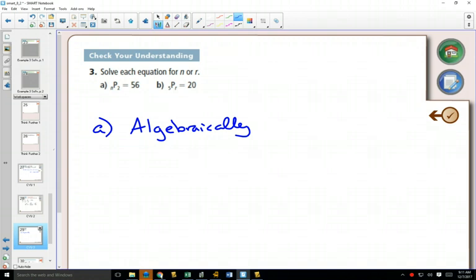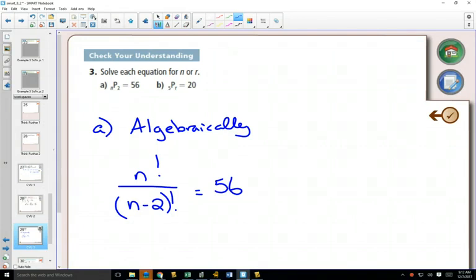First, I'm going to show you the algebraically. Algebraically says, well, I have a formula for nP2. The formula for nP2 is n factorial over n minus 2 factorial, and it's equal to 56. So now we're going to learn, how do we work with factorials?